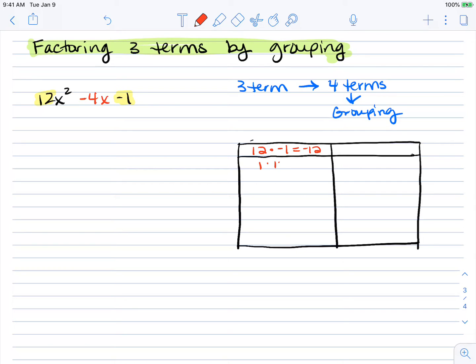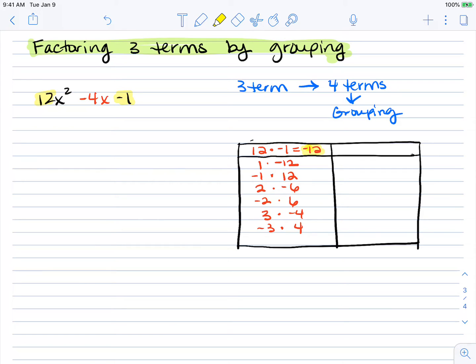1 times 12, -12, erase this. 1 times -12, that multiplies to -12. And -1 times 12, that multiplies to -12. 2 times -6, -2 times 6, 3 times -4, -3 times 4. Okay, so these are all the pairs of numbers that if I multiply them together, they would multiply to this -12 that I am trying to get to right here.